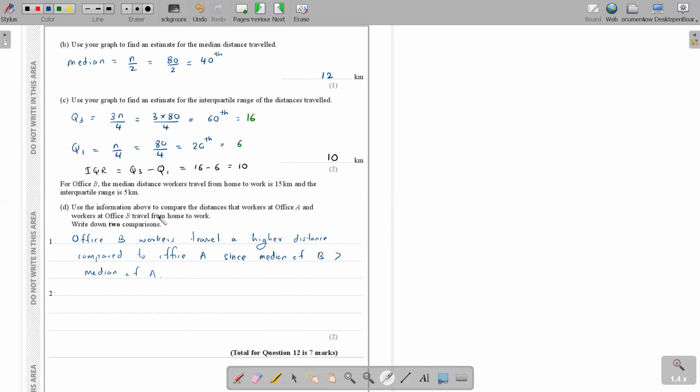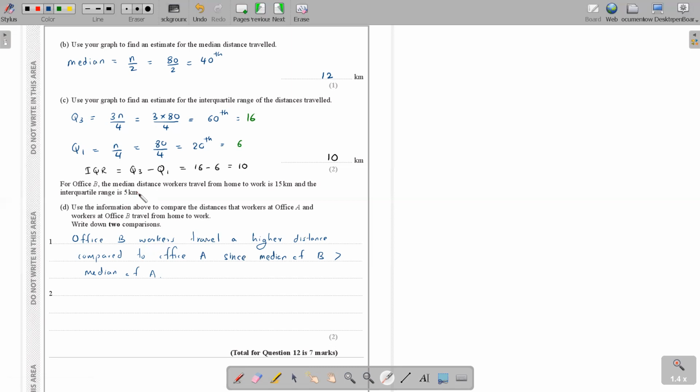While in office B, the interquartile range is only 5. So here, the variability is lower. We use the words how varying it is, or how spread out the data is. The interquartile range shows how spread out your data is, so you need to use those words. Don't simply write that the interquartile range for B is lower than the interquartile range for A. That is not how you should write your answer.